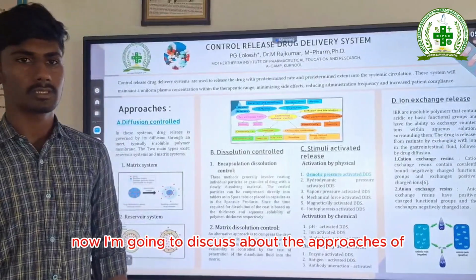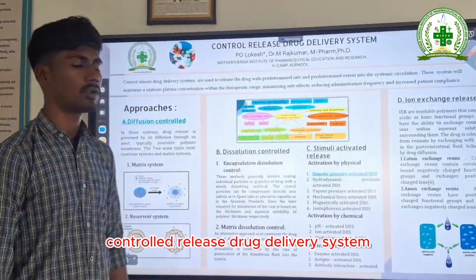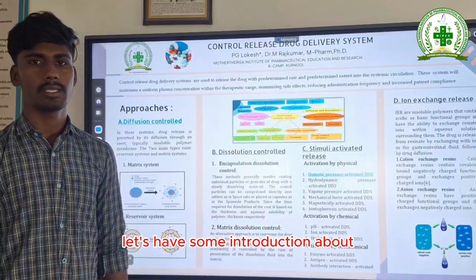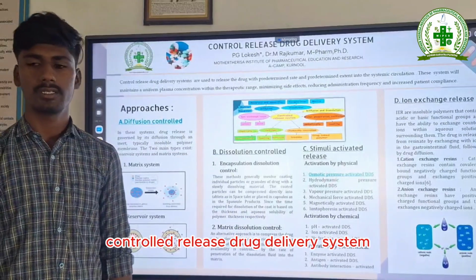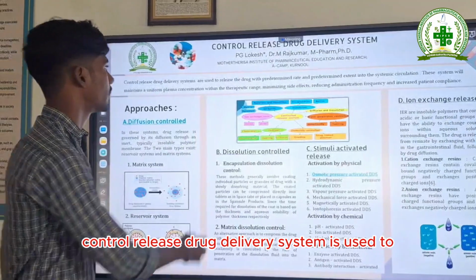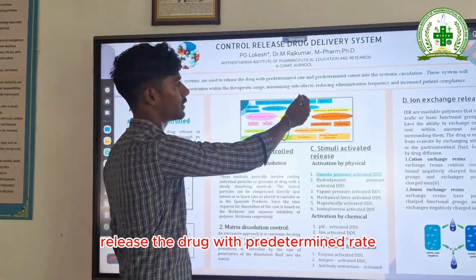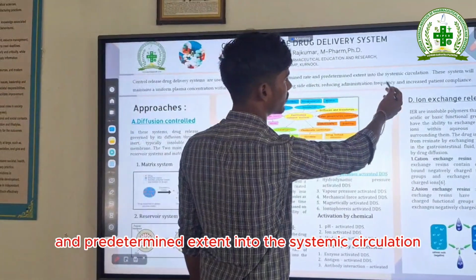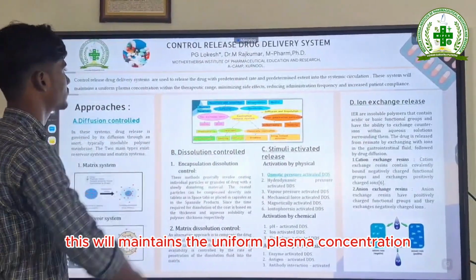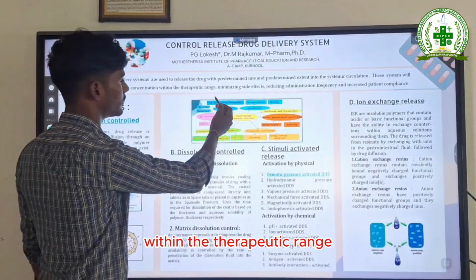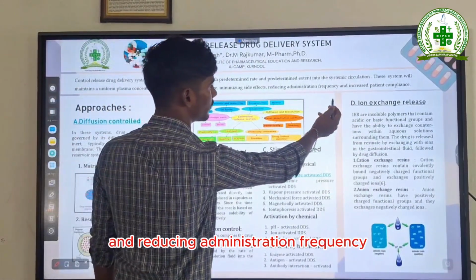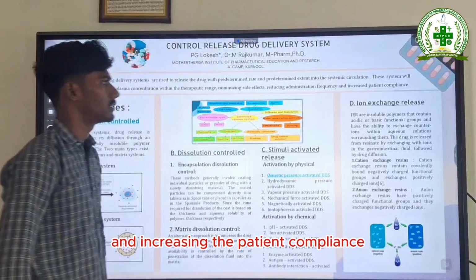Now I am going to discuss the approaches of control release drug delivery system. Before entering into the topic, let's have some introduction about control release drug delivery system. Control release drug delivery system is used to release the drug with predetermined rate and predetermined extent into the systemic circulation. This will maintain the uniform plasma concentration within the therapeutic range, minimizing side effects, reducing administration frequency and increasing the patient compliance.